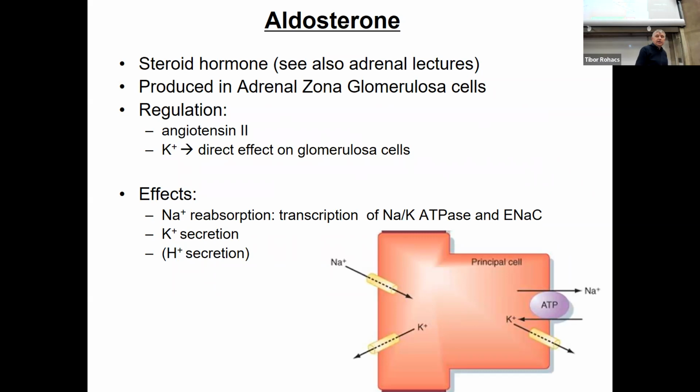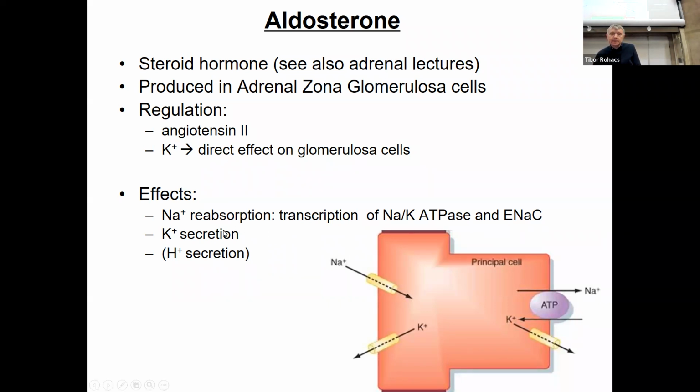So aldosterone is a steroid hormone. You also learn about this in the endocrine lectures. It's produced in the outer layer of the adrenal gland, the zona glomerulosa cells. It is regulated by angiotensin II. It's the final step of the renin-angiotensin II aldosterone system. And it's also regulated by plasma potassium concentrations. As you will see in the potassium lecture, and as already sort of mentioned, aldosterone also regulates potassium. And potassium stimulation of the aldosterone secretion is part of this potassium regulatory feedback loop.